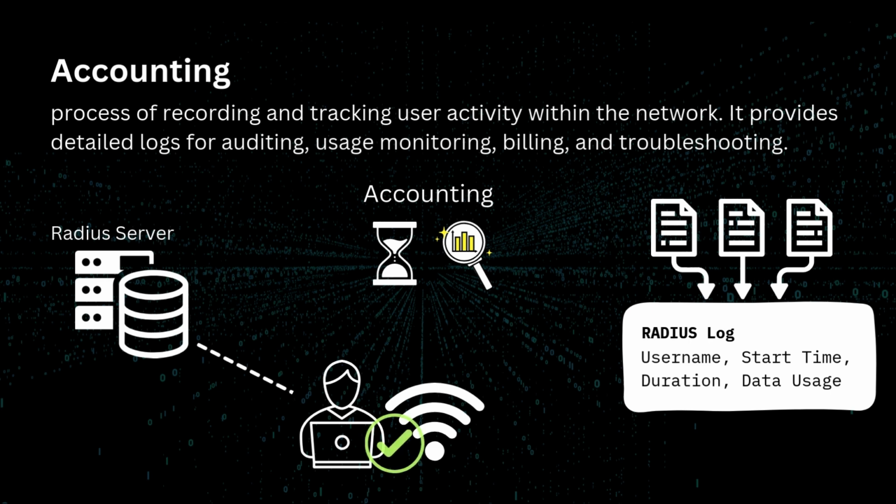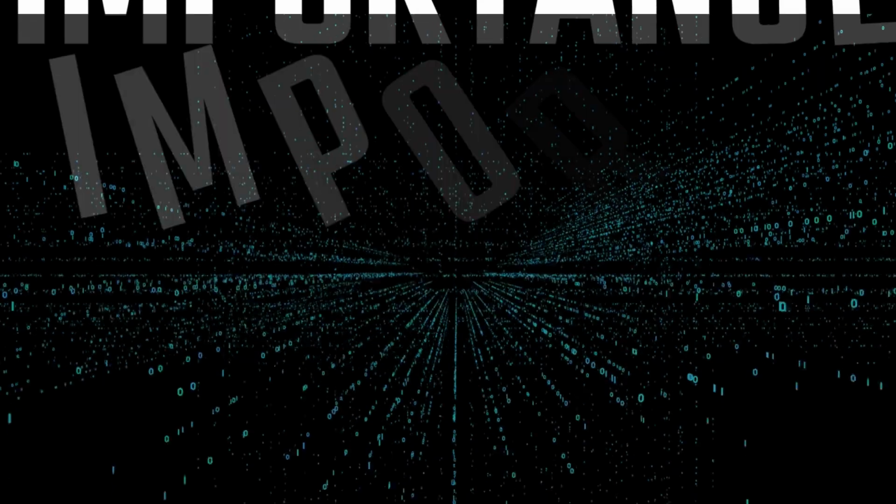Accounting is a process of recording and tracking user activity within the network. It provides detailed logs for auditing, usage monitoring, billing, and troubleshooting. When a user connects to the network, the RADIUS server starts an accounting session. It records various details such as user identity, start time of the session, duration of the session, and data transfer during the session. When a user disconnects, the session ends and a summary is logged.